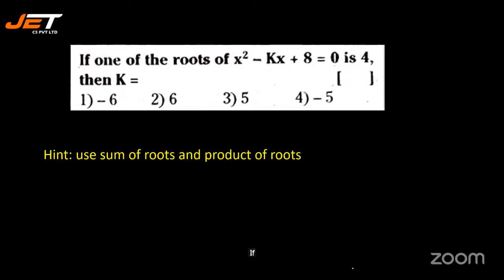If one of the roots of x square minus kx plus 8 is equal to 0 is 4, then k is what? Use sum of roots and use product of roots. That's the hint that they have given. So the sum of the roots is alpha plus beta, which is minus b by a. What is the product of roots? K.